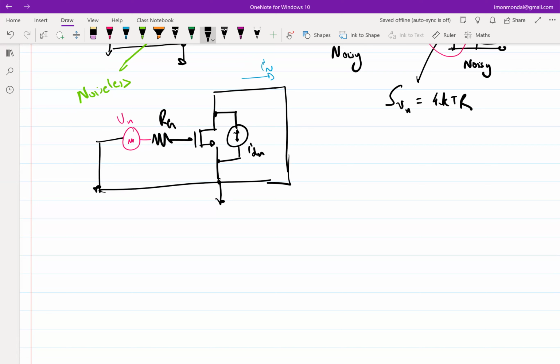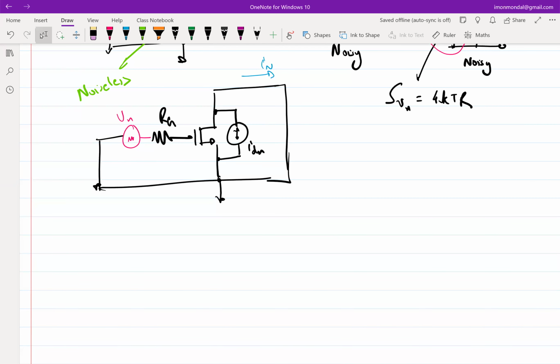But I'm doing an incremental analysis. So what is the next step? How should I find out In? Superposition, because again, it is linear, LTI. Linearity is sufficient for superposition. We'll just do superposition. So what will be In here?